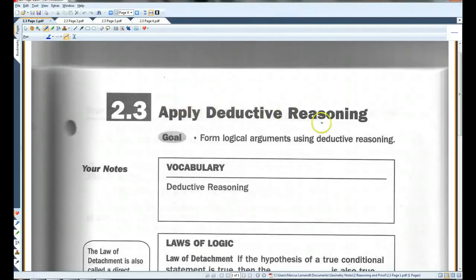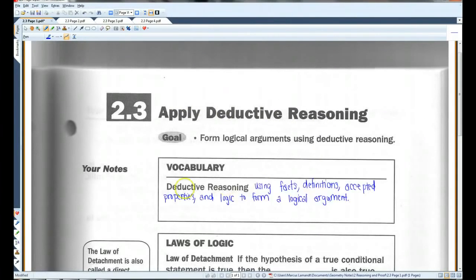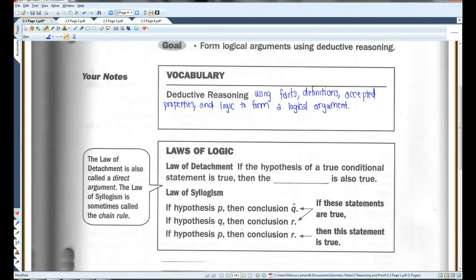All right, 2.3, apply deductive reasoning. I'm going to write out the definition for deductive reasoning. Deductive reasoning is using facts, definitions, accepted properties, and logic to form a logical argument. Unlike inductive reasoning, where you observe a pattern and make an educated guess or a conjecture about that pattern, in this case you're using accepted statements, things that you know for a fact are true, and you're drawing a conclusion that must be true because those things are true.